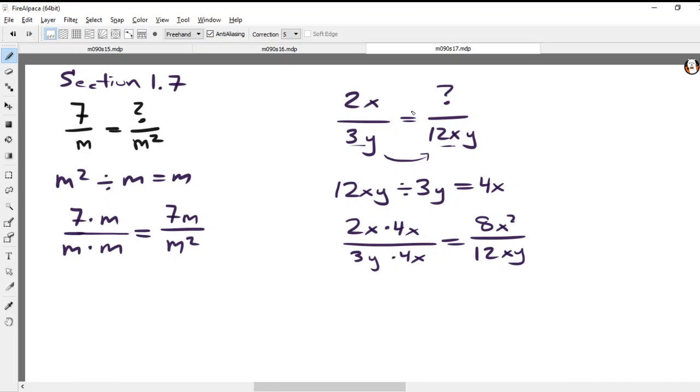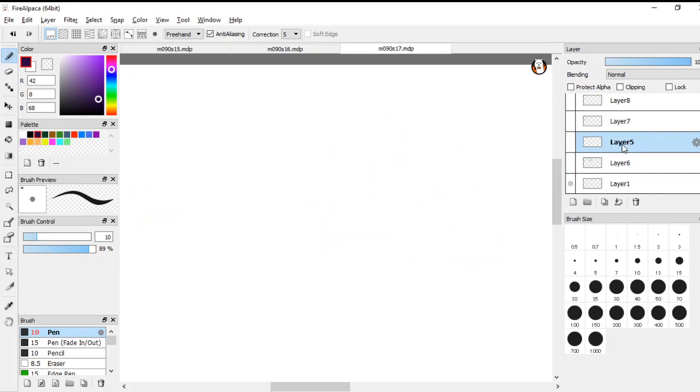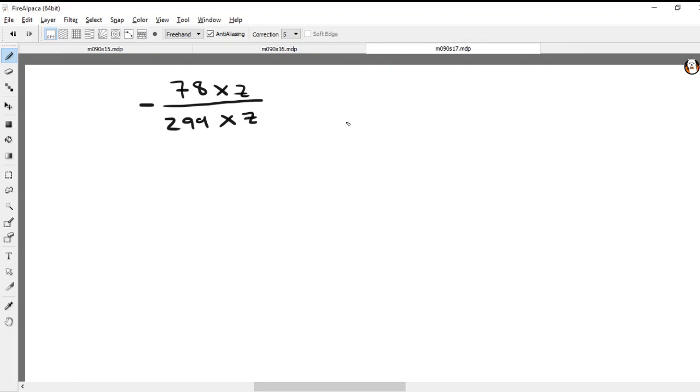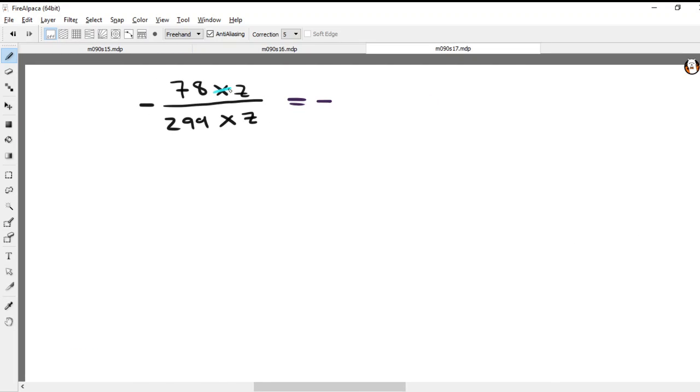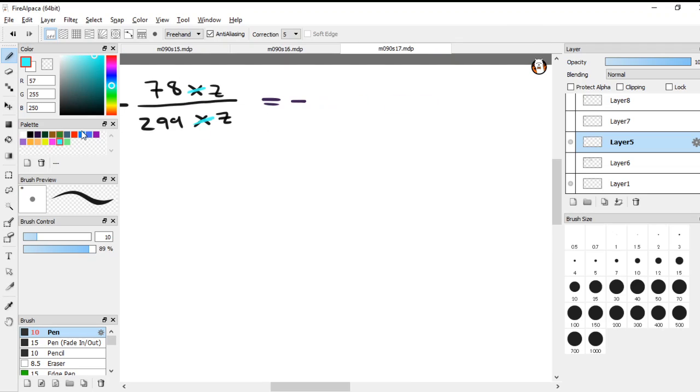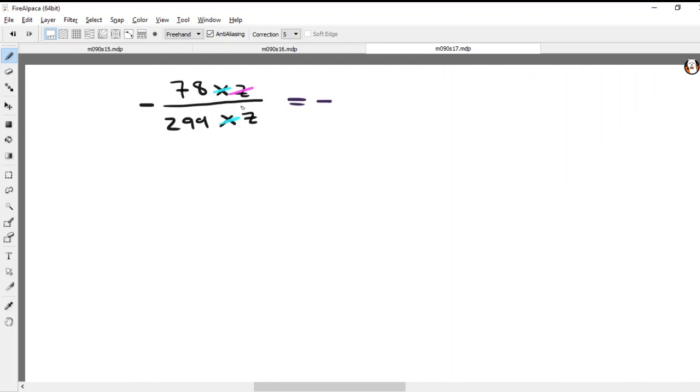Okay, next problem. We're looking to divide. Our quotient is going to be negative because there's one negative sign right here. The x's are going to reduce out, and the z's are going to reduce out. We're left with 78 over 299. Oh, geez.